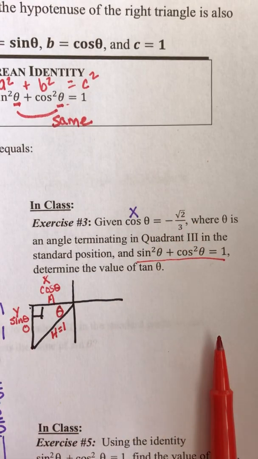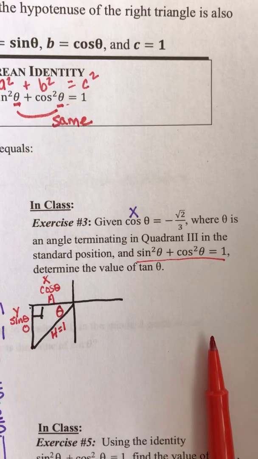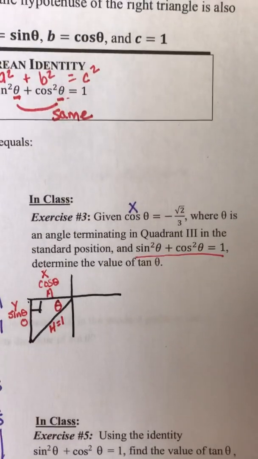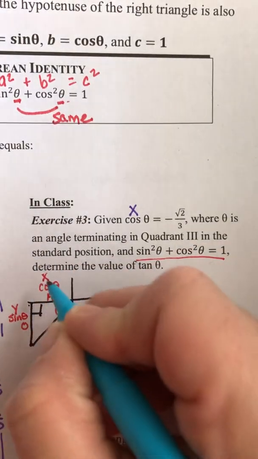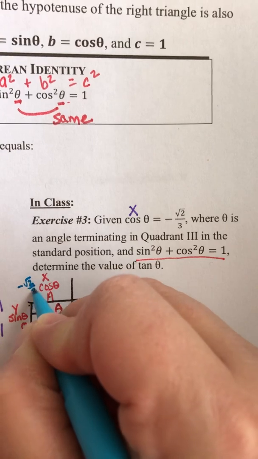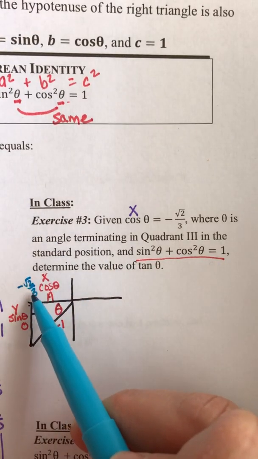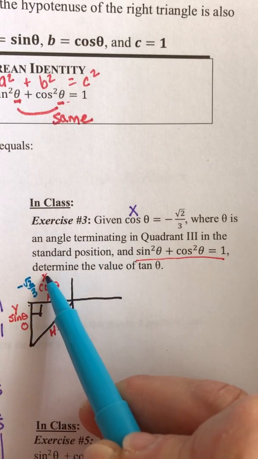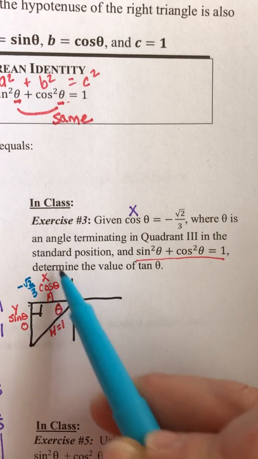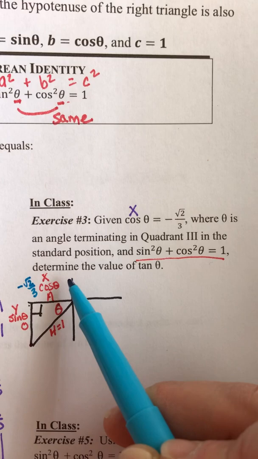Now, they're telling me that the cosine is negative rad 2 over 3. And because the hypotenuse is 1, I can go ahead and label that side of my triangle cosine. This side of the triangle is negative rad 2 over 3. So negative rad 2 over 3 represents the x value. It is the cosine of the angle, and it is the adjacent side. 4 pieces of information there.